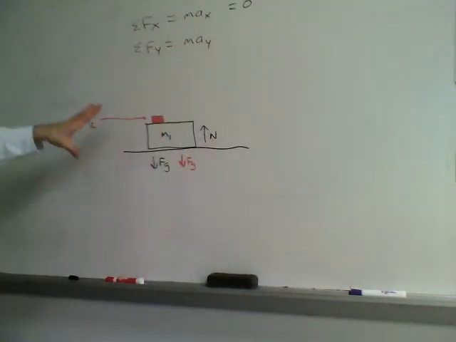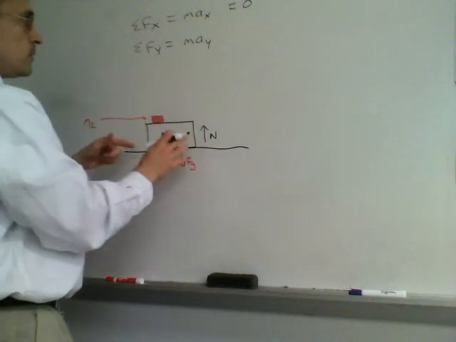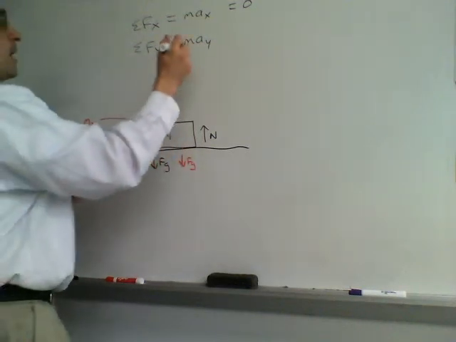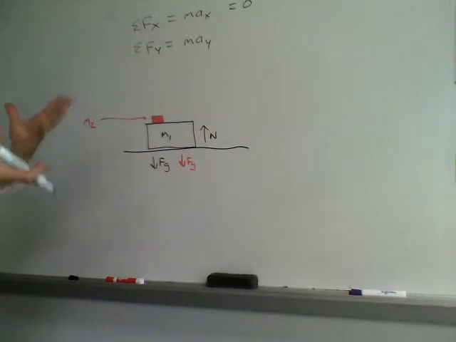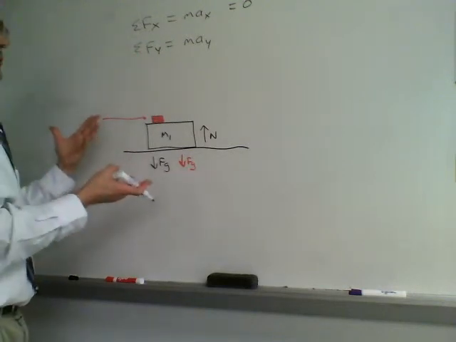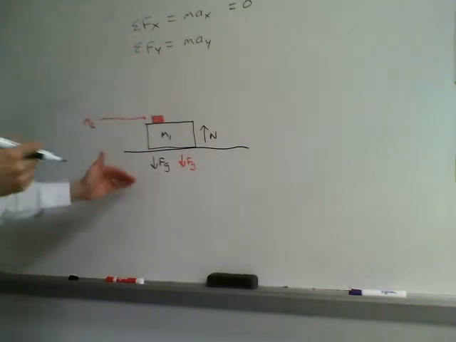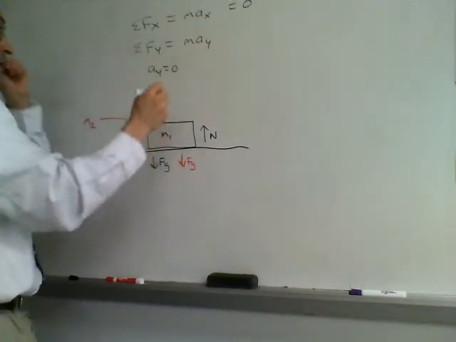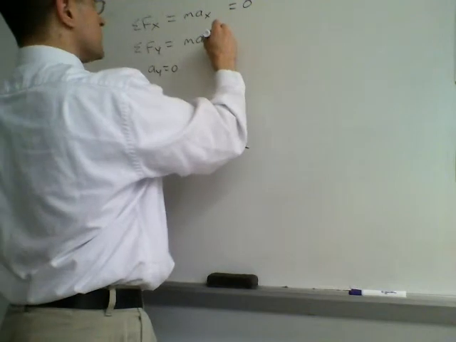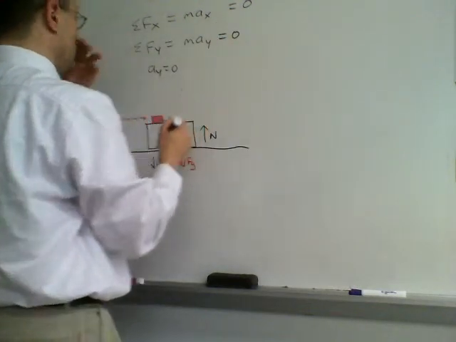Now, we'll assume that our block is in equilibrium. And because our block is in equilibrium, that means there's no acceleration because the block is not moving up or moving down. So we can assume that AY is equal to 0. And so because of this, the sum of the forces in the y is 0.